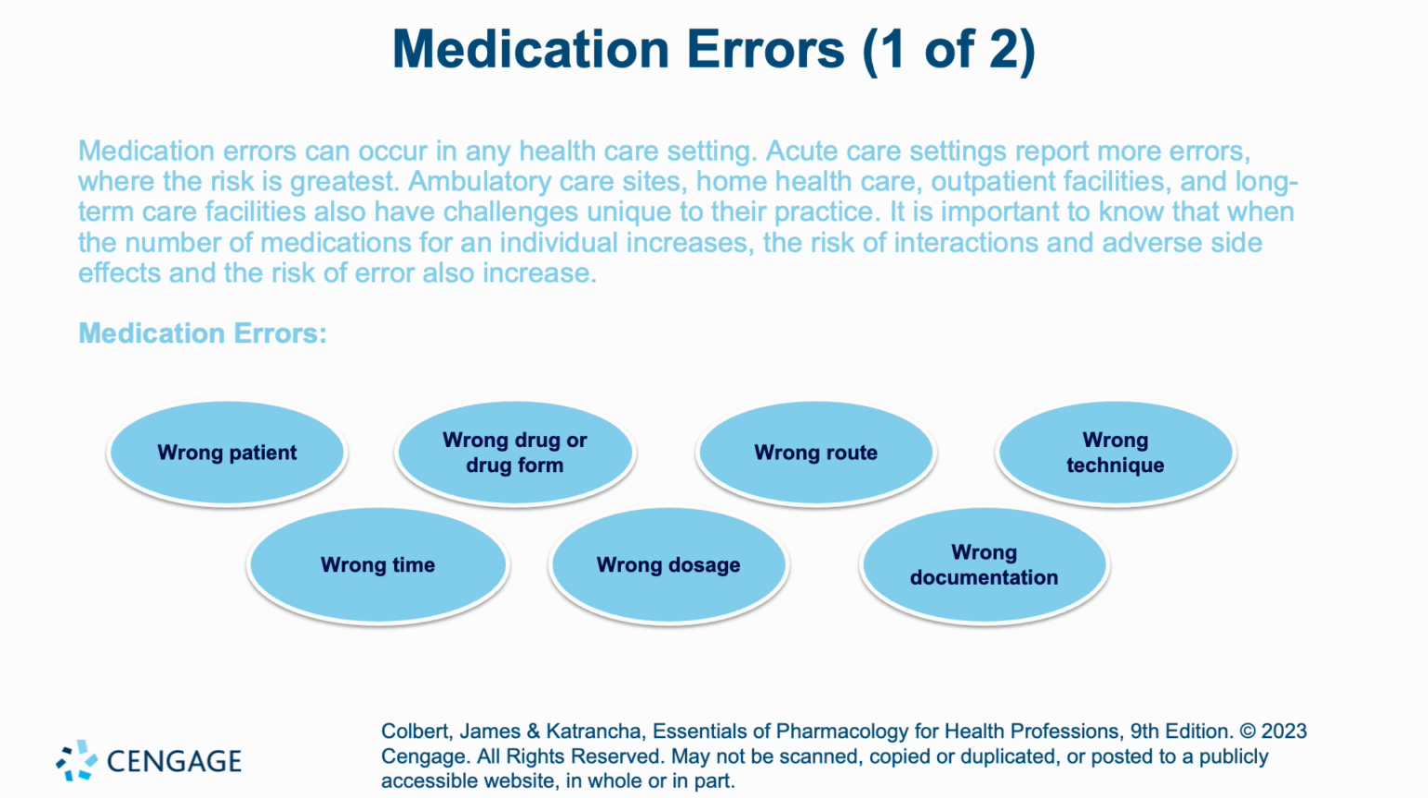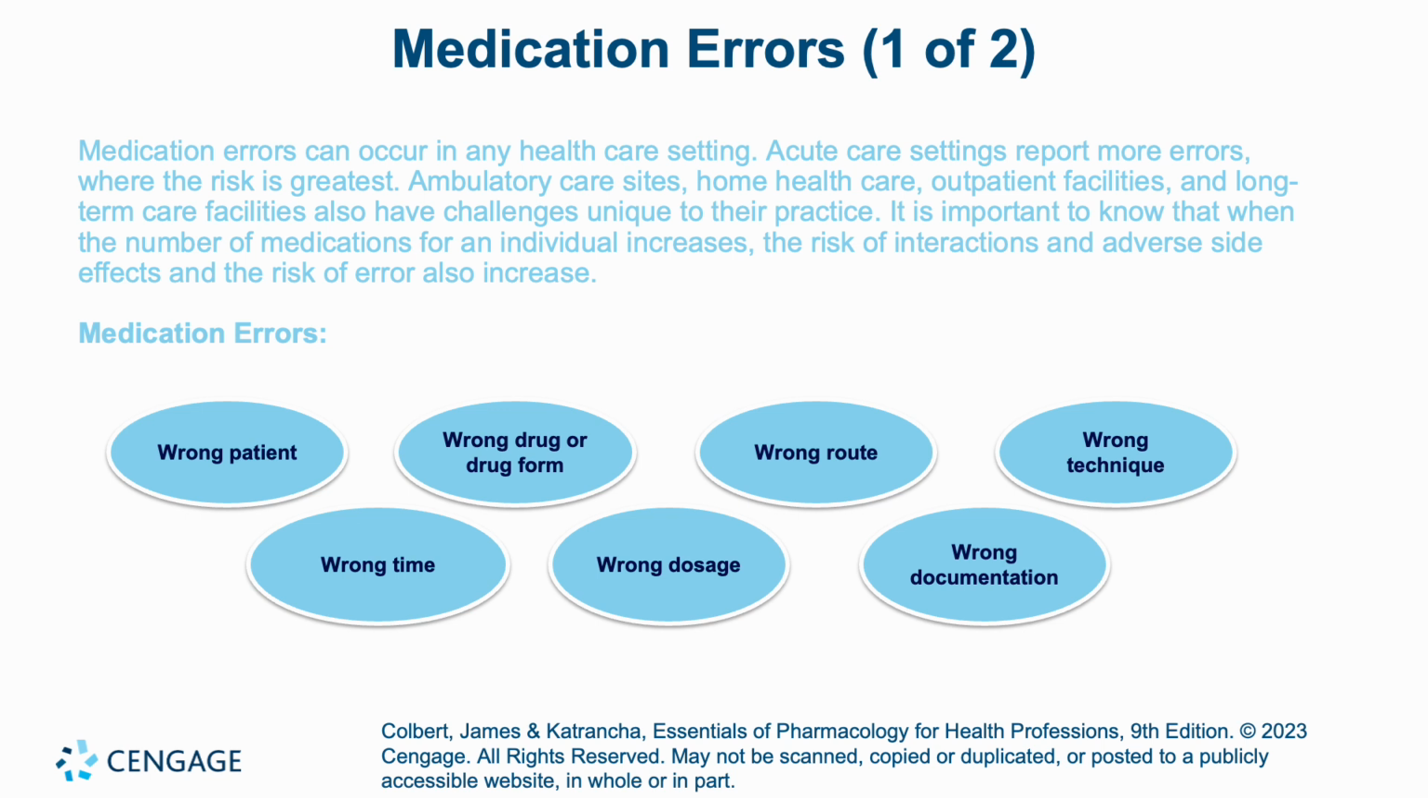Medication errors. Medication errors can occur in any healthcare setting. Acute care settings report more errors, where the risk is greatest. Acute care setting refers to a hospital setting typically, so a setting where the problem is acute, meaning it's sudden, it's a new problem, people are coming in for treatment of that.